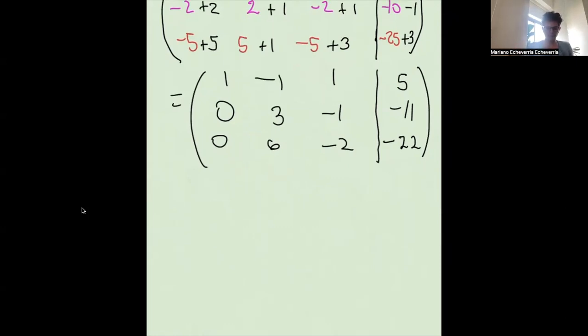One way to do this: you can notice that this row is essentially twice the second row, but I'm not going to go that way. I'm just going to do it a little bit more slowly. I'm just going to put a one here first. So if you put a one here, how can you put that one there? You can divide row 2 by 3.